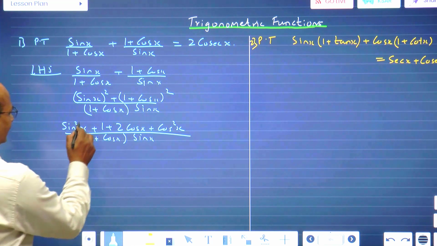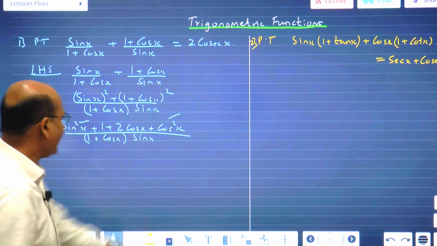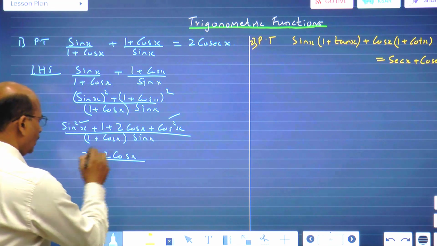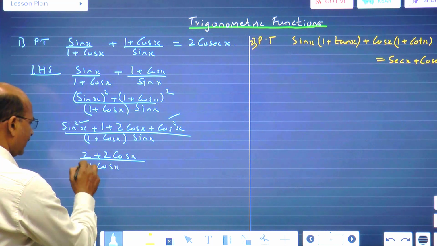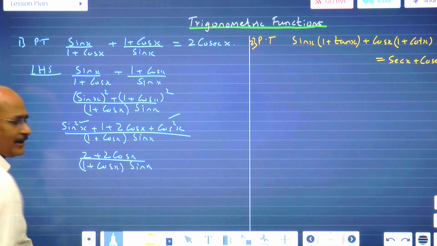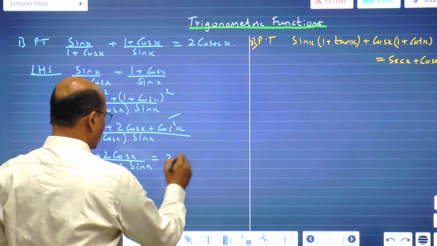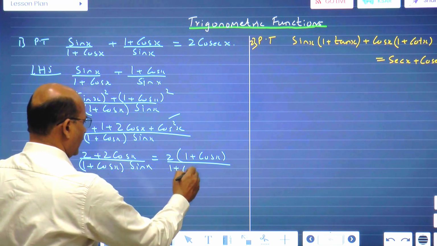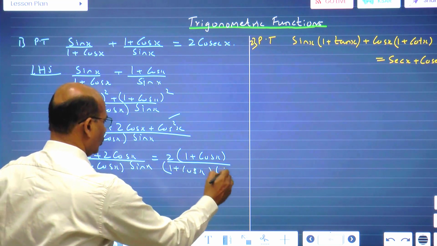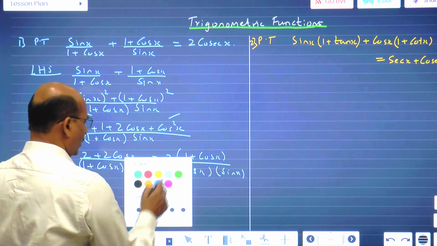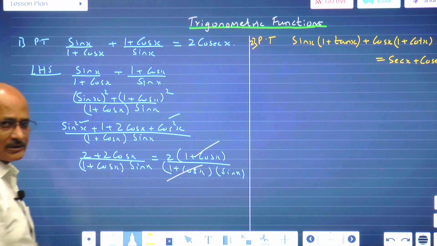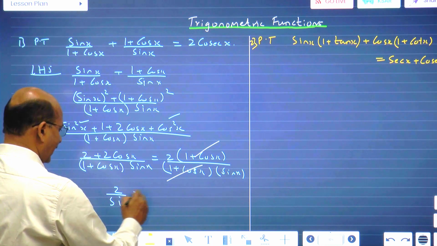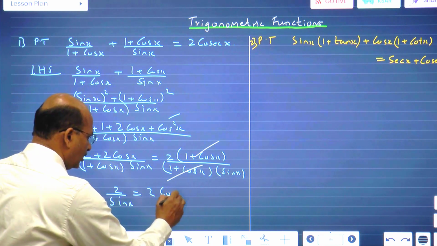So now you can see here this sin square x plus cos square x will become 1. 1 plus 1 is 2. So 2 plus 2 cos x upon, you can see this is 1 plus cos x into sin x. So if I take 2 common, this will become 1 plus cos x upon 1 plus cos x into sin x. So what you understand from here, 1 plus cos x gets cancelled. So eventually what is left out is 2 upon sin x, and I can write this as 2 into 1 upon sin, which is nothing but cosec x.